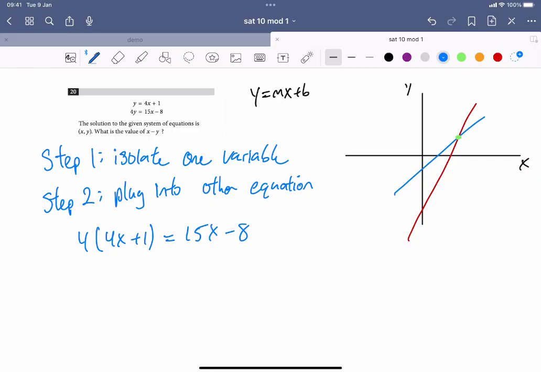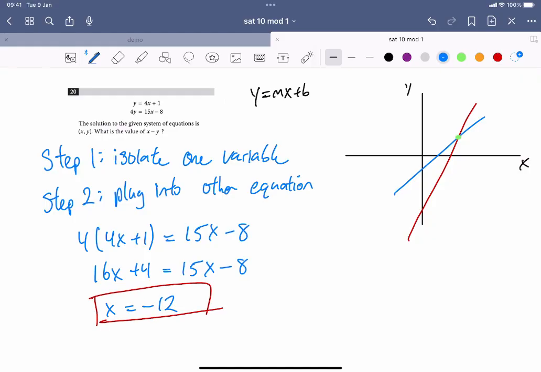Now, all we need to do is manipulate this equation and isolate x to find what x equals. So I'll do that quickly. Should be 16x plus 4 equals 15x minus 8. Minus both sides by 15x, so we would get x equals, and then we can minus 4 from both sides. So we would get minus 12. So we've already found what the x component is.